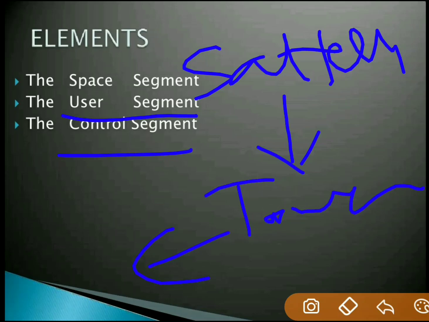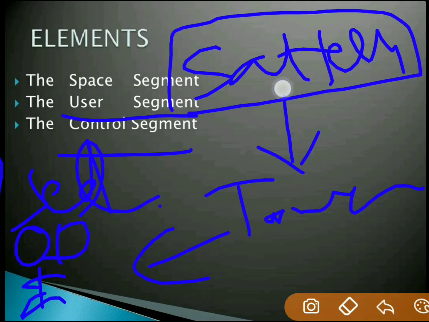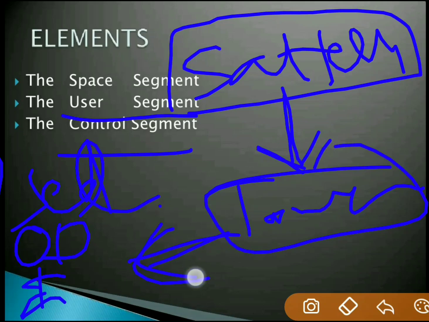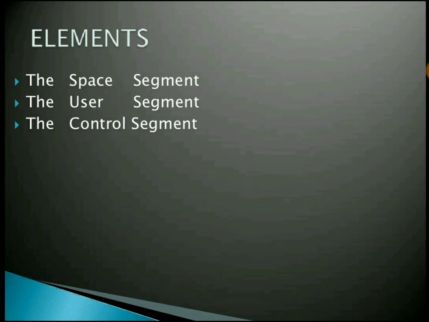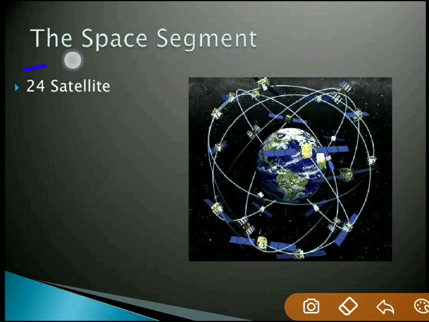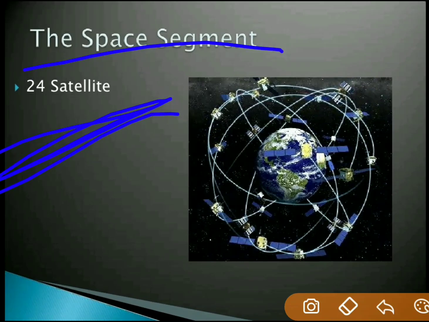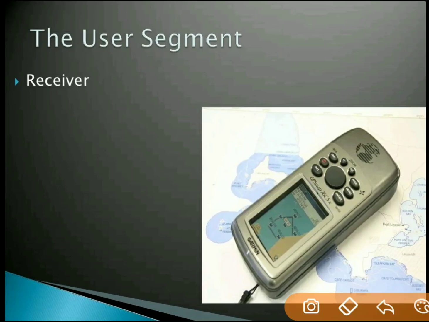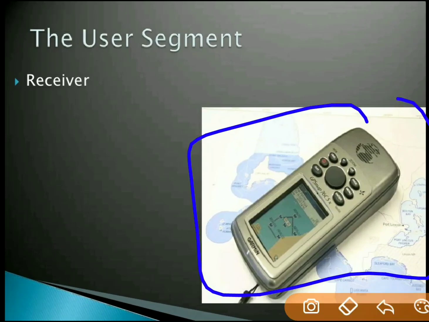Next, used by the user. The signals are used by the user. The user may be a human being, for example with a cell phone. I will take one example: how a cell phone is operated. From the signals of the satellites, the signal may be transferred to the towers. From the towers, the signal may be used by the user to use the mobile. Next, the space segment: we are using 24 satellites. The receiver may be a mobile, or maybe an FM radio.